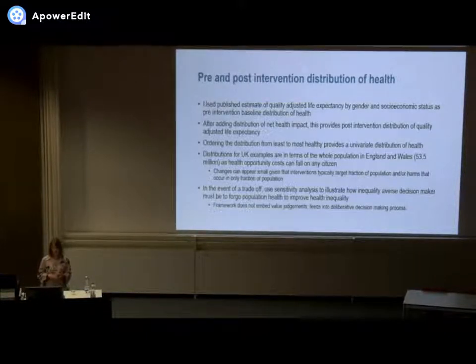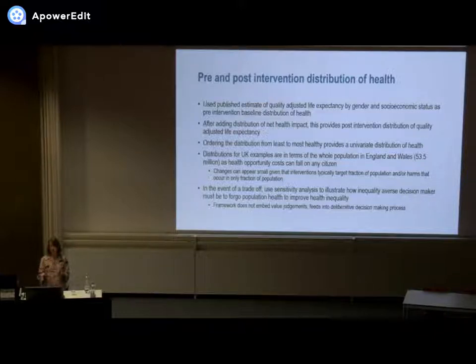So as I say, we used the information on the baseline distribution of health, and then we added the net health impact of these interventions. Now, the characteristic we were exploring in terms of health inequality was the association of differences in healthy life expectancy with socioeconomic status. But then we ordered the distribution from the least healthy to the most healthy.